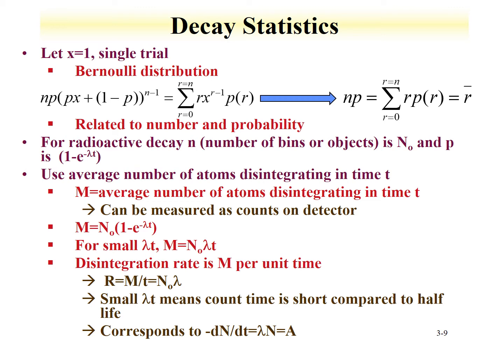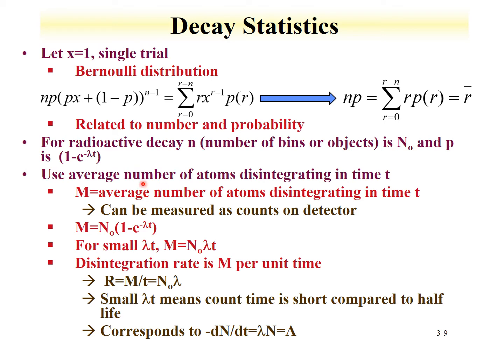This can be measured as counts on a detector. It's not really disintegrations, because detectors don't measure all the counts. So there's a difference between a count rate and an actual decay, because of the detector efficiency. But we can certainly use counts as a stand-in.